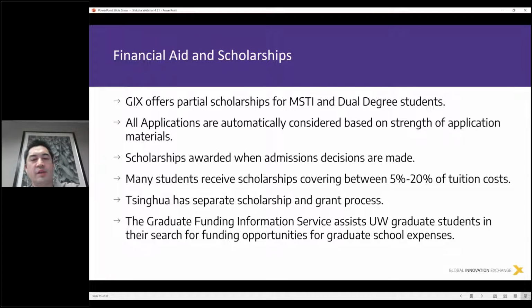So we have the MSTI scholarships. There's a dual degree program we have at Tsinghua University. And the good news is that all your applications are automatically considered based on the strength of your materials, so you don't have to do any separate application process. We also have some other funding services that can help you find additional funding, but a lot of our students, probably around 60% of our students, receive some type of scholarship.